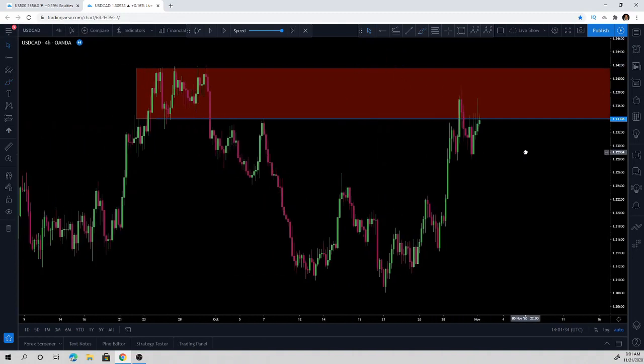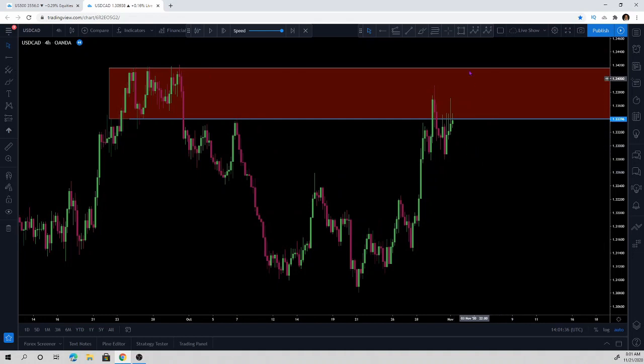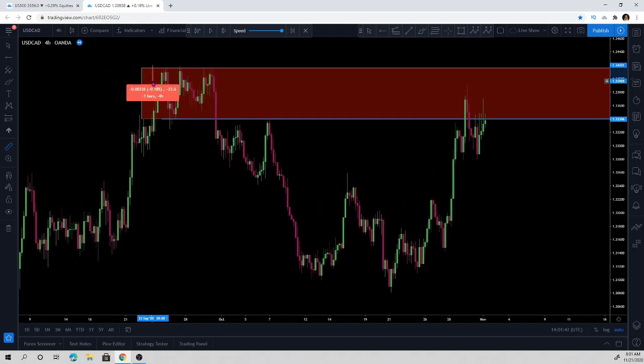So what are we going to do? Well, we are not going to try to buy this market. We are going to try to sell it. Why? Because we are still making lower highs. We are still below the highs of our box, of the resistance zone. So we are going to go and do this.